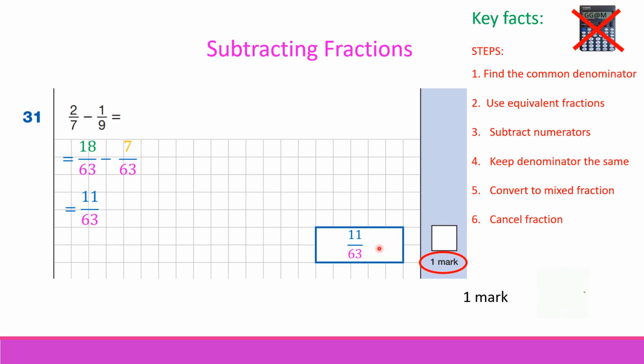Give yourself a big tick if you got the answer correct. Remember, when you're writing fractions, the fraction line here must be horizontal. So you've got 11 over 63. This fraction line in the middle must be a horizontal line to make your answer nice and clear. Well done, guys, if you managed to get the answer correct. Great work.